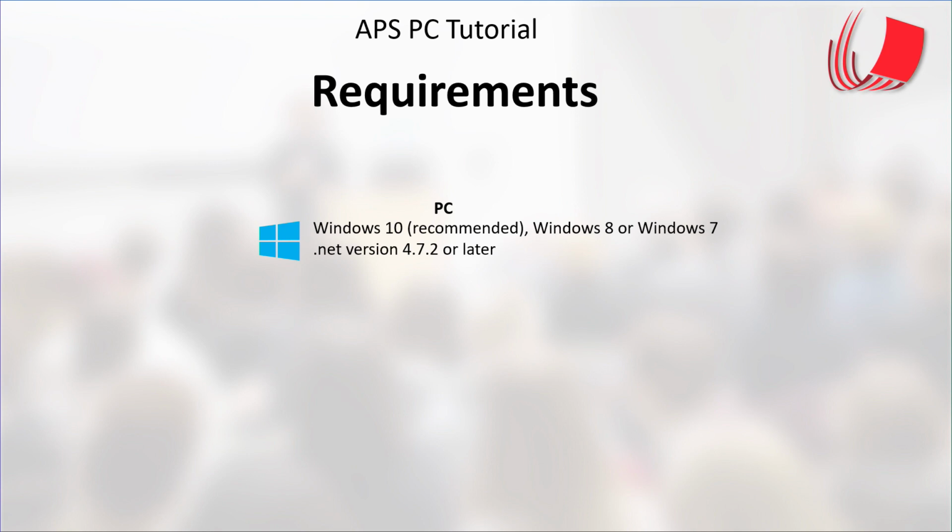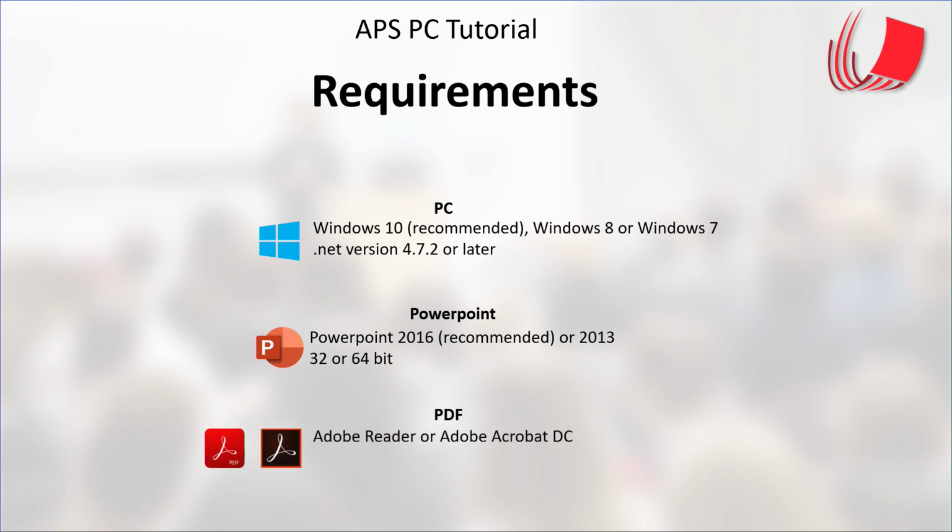To run this program, you need a PC with one of the latest versions of Windows. And for PowerPoint, you can use both 2016 and 2013. And we accept both 32 and 64-bit versions. And to use PDF, you need one of Adobe's PDF programs. That is the free version Reader and the paid version Adobe Acrobat DC.